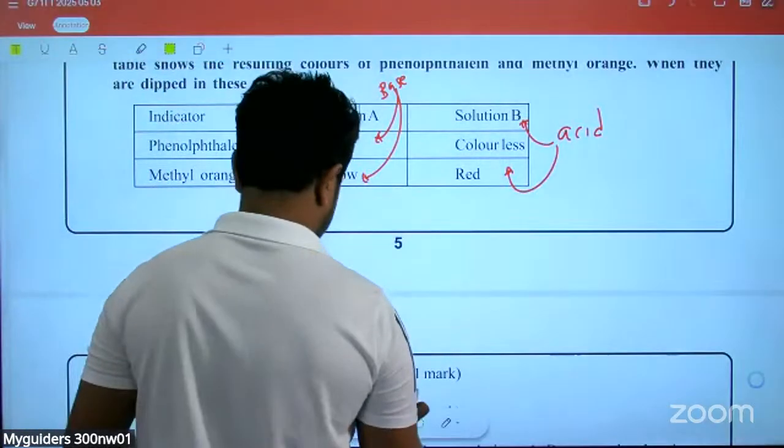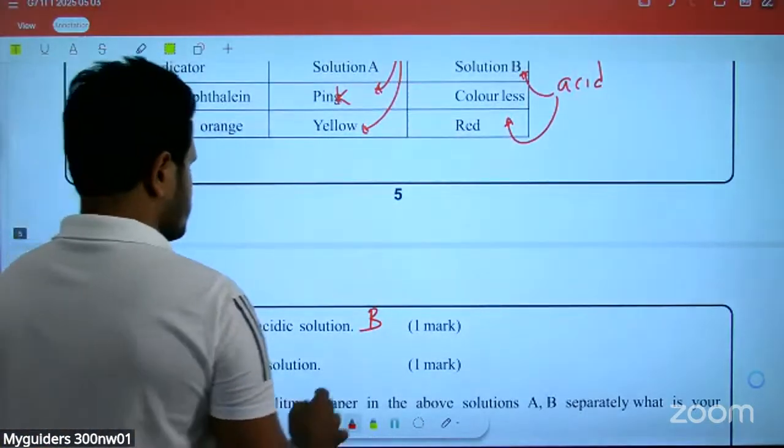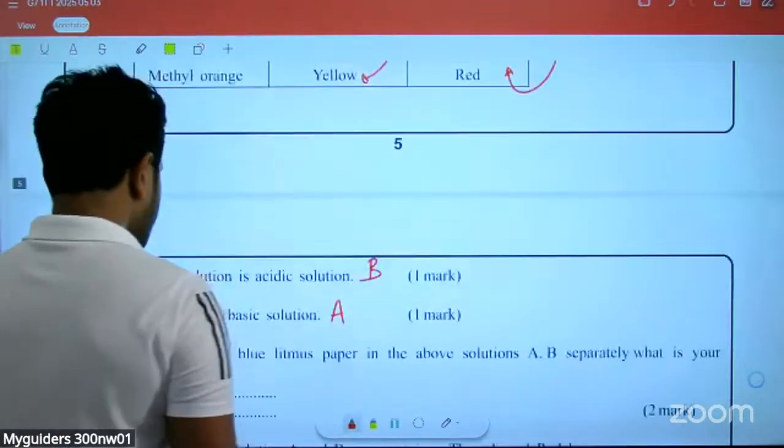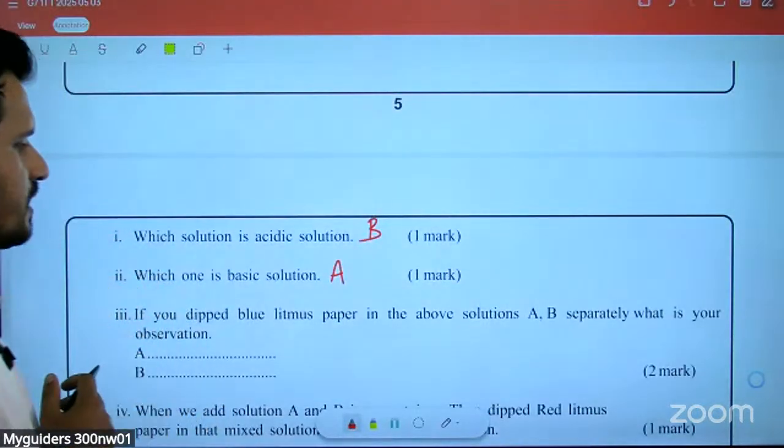B. Which one is the basic solution? A. If you dipped blue litmus paper in the above solutions.